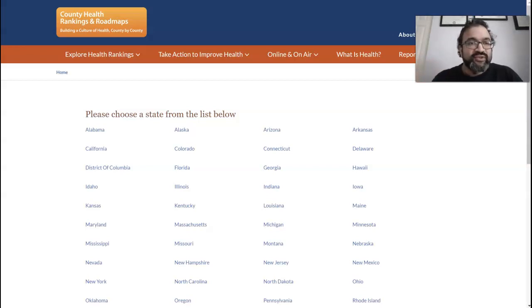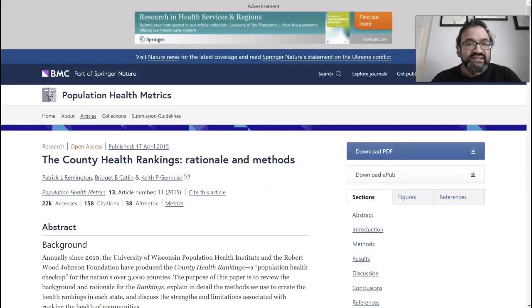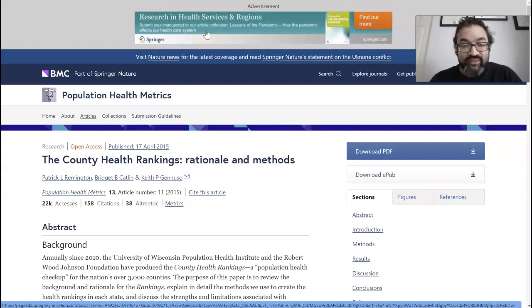So for this portion, I want to show you a peer-reviewed journal article that has been published in this area. Back in 2015, in Population Health Metrics, part of the BMC journal series, this paper was published. It showed that there is a way to conduct a population health checkup. This was novel when it first came out because before this, there was no systematic approach.